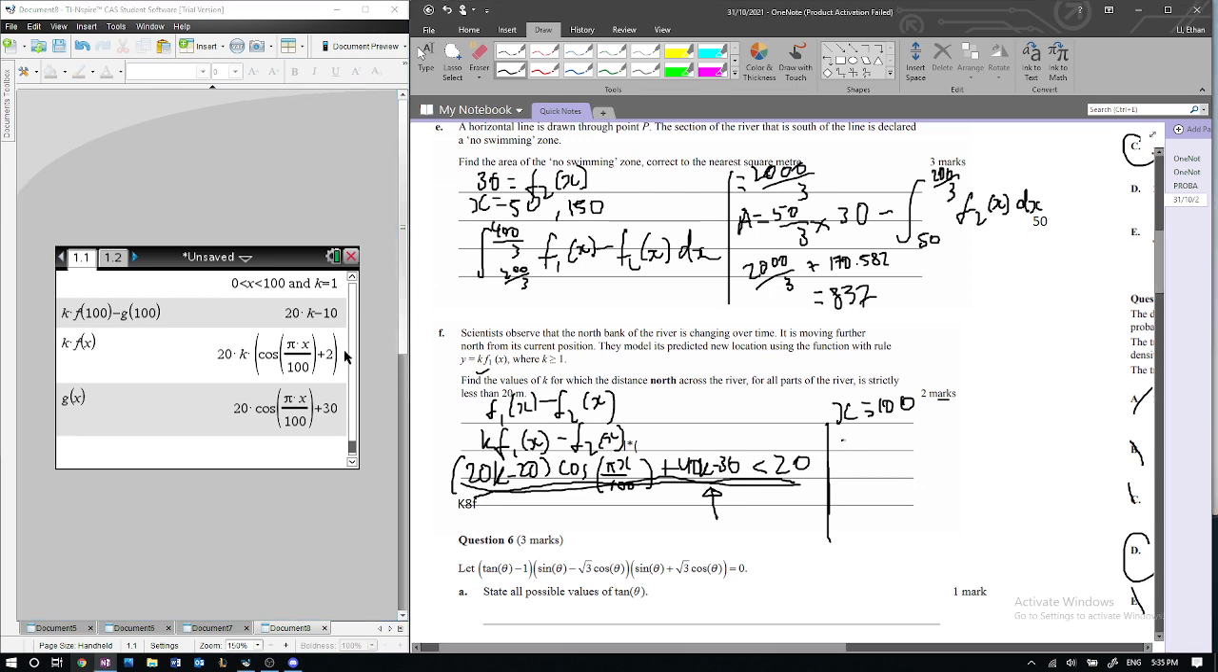So negative 20k minus 10 smaller than 20, negative 20k smaller than 30, k is smaller than, okay, that's not right. Sorry guys, I think I've done something wrong here.